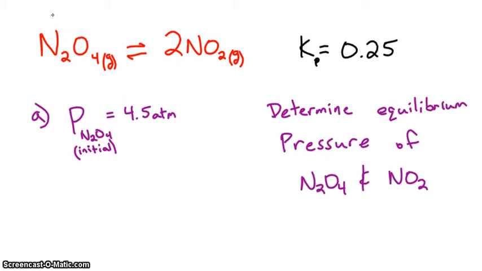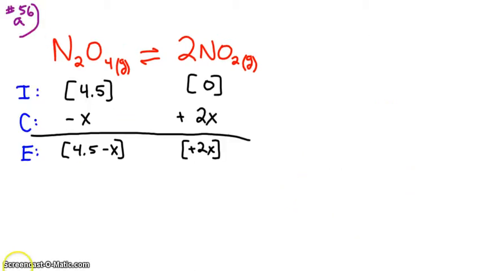In part A, we're told that the initial pressure of N2O4 is 4.5 atmospheres. The equilibrium constant for this reaction is 0.25. We need to determine the equilibrium pressure of the N2O4 and the NO2. To determine the equilibrium concentrations, we're going to need to set up an ice box.